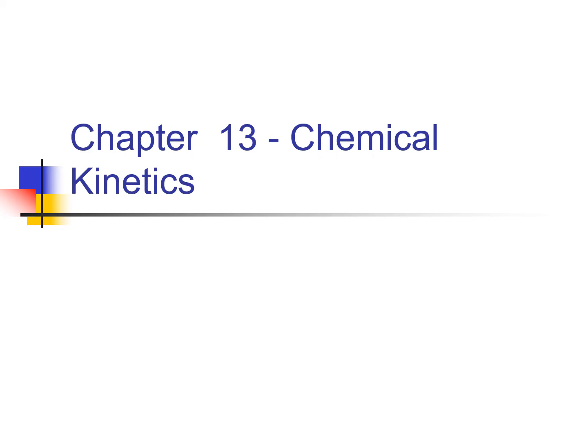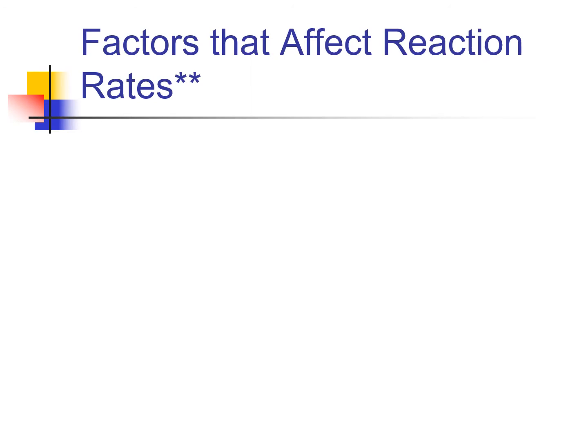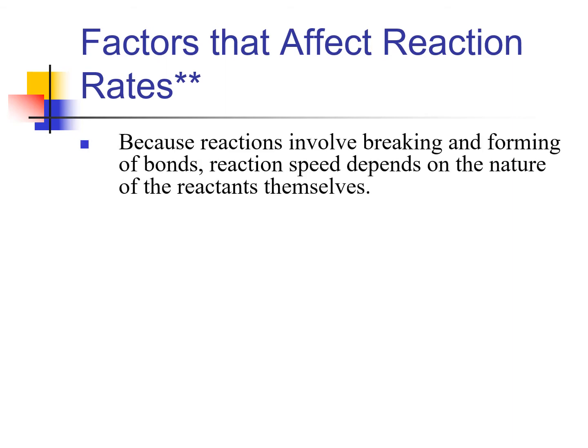Okay, willing participants, we are going to jump into chapter 13. We're looking at chemical kinetics. So this is all about how particles are moving and how fast reactions will happen. Before we jump into this, I want to do a little background information looking at the baseline factors that will affect the chemical reaction rate.